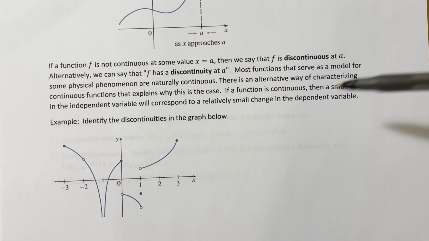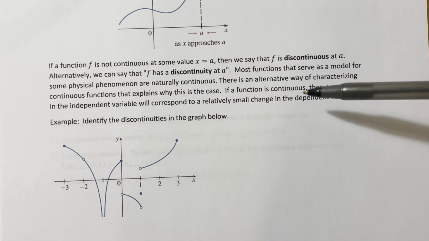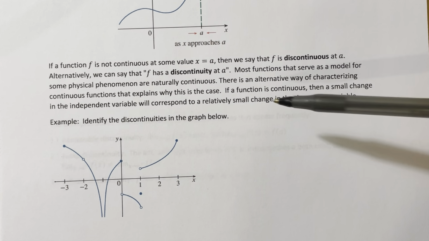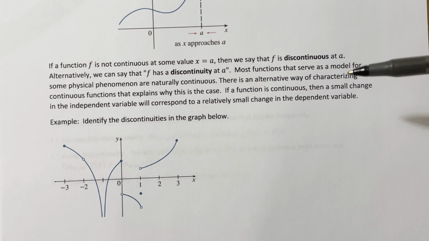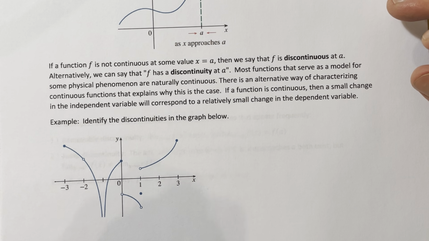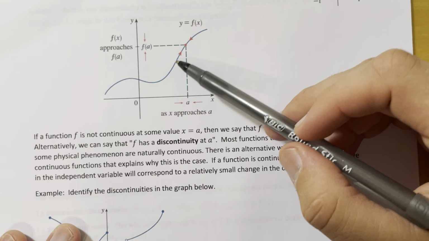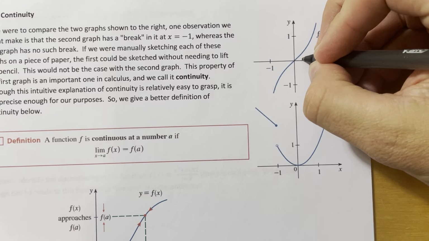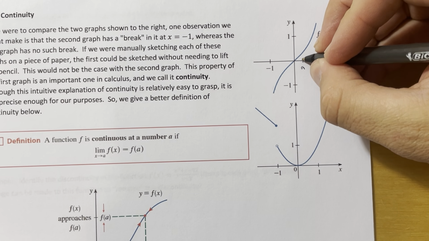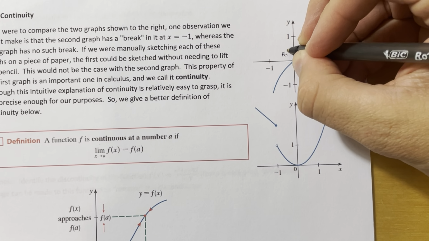When a function is continuous at a specific number, what that implies is that a small change in our independent variable near that number it's continuous at will produce a relatively small change in our dependent variable. So small changes in your inputs will correspond to relatively small changes in your output. Okay, so to illustrate that, let's take a look at this continuous function right here on this little graph. If this is a, then plugging a into my function gives me this value f of a.